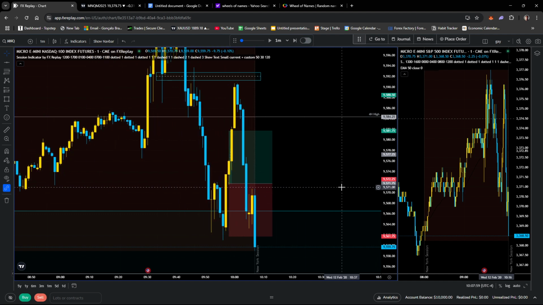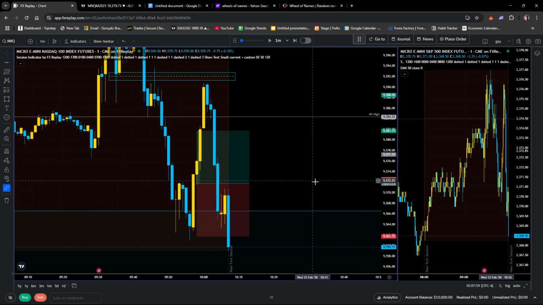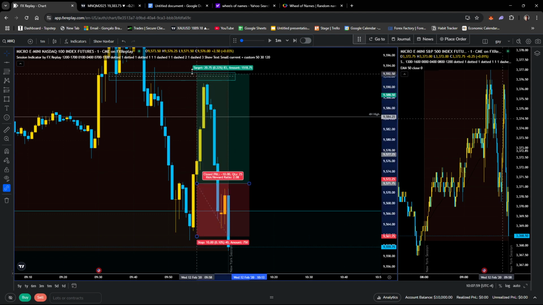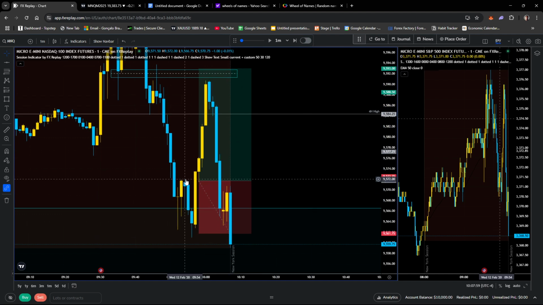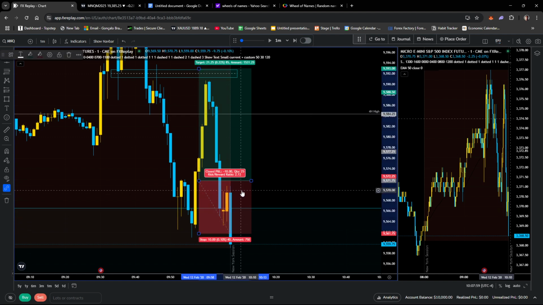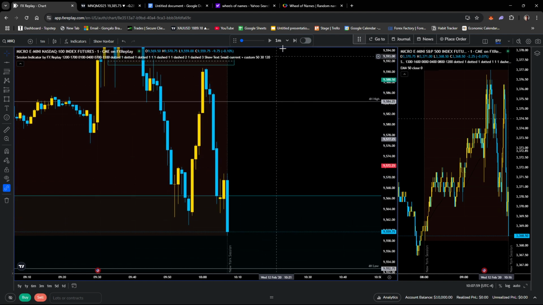I probably should have taken this off the breaker here. I would have at least got a small win. It was with SMT, so the breaker was valid. I just waited for a uni entry, so that's probably my bad here. It's fine. Let's see if we can get another buy back up.